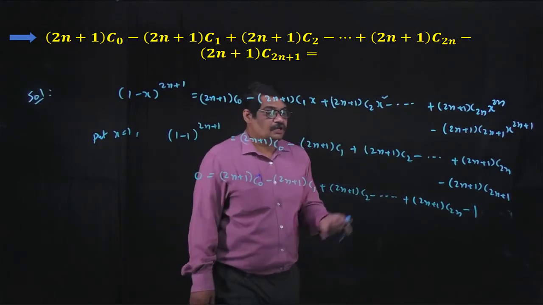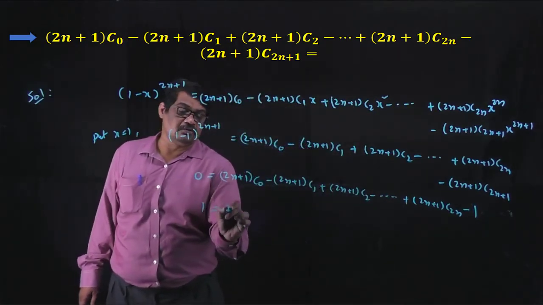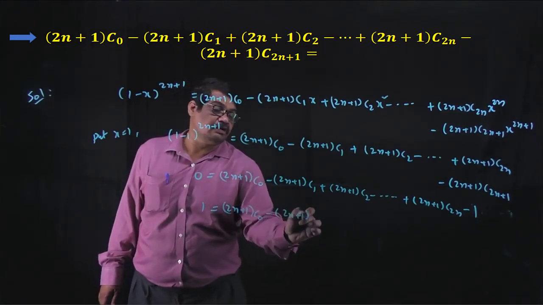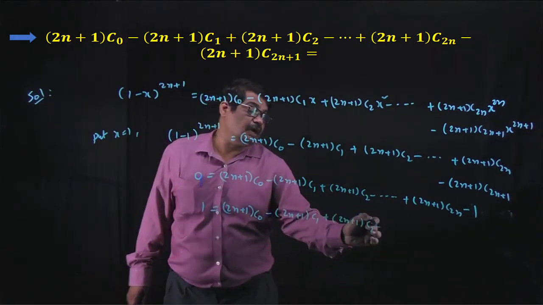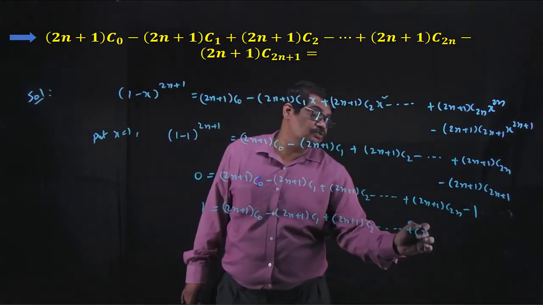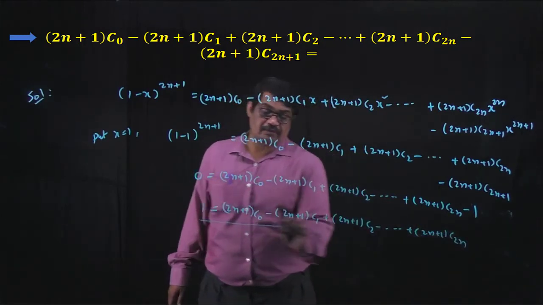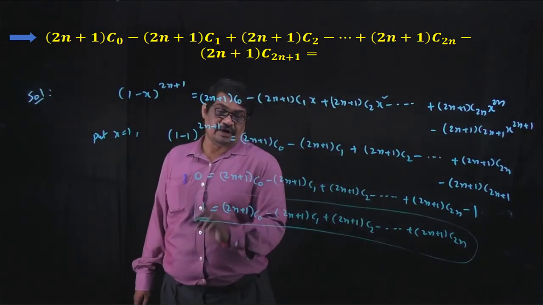Okay, so that 1 moves to this side, then we get 1 = 2n+1 C0 − 2n+1 C1 + 2n+1 C2 − and so on + 2n+1 C2n. So this is our required value, that is 1. 1 is the required answer.